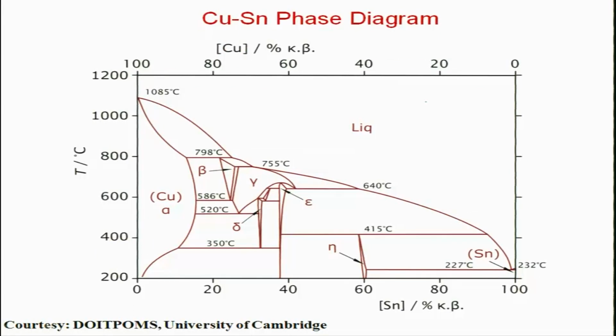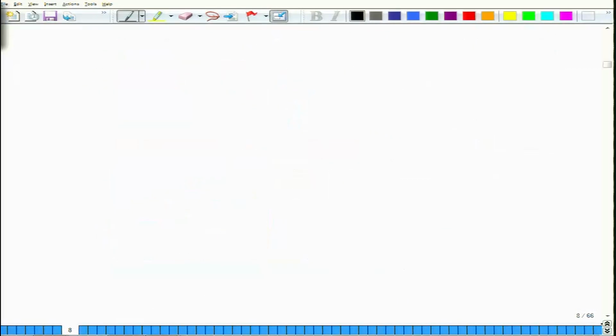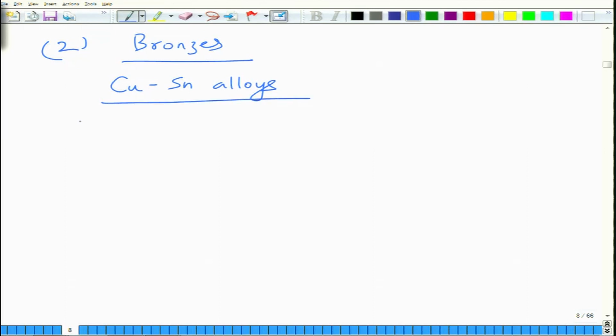Now the second microstructure which is important in this series is the copper tin phase diagram. Copper tin is called bronzes. So we have the second phase, bronzes. Bronzes are basically copper tin alloys. There are a variety of bronzes such as phosphor bronzes and a variety of other bronzes.